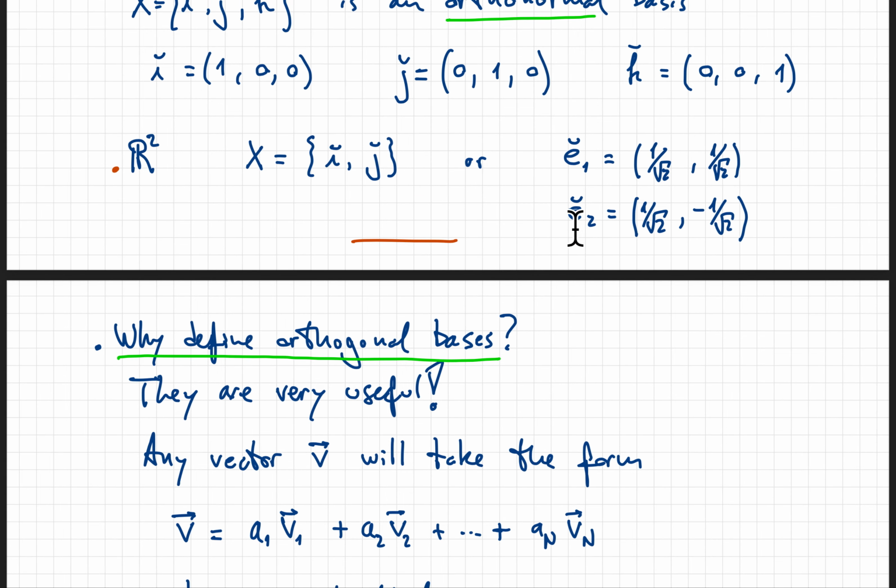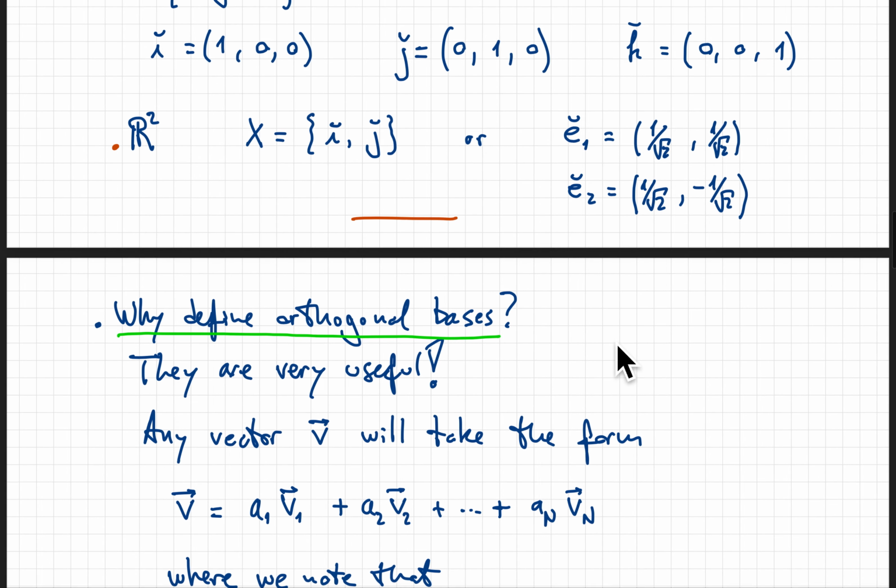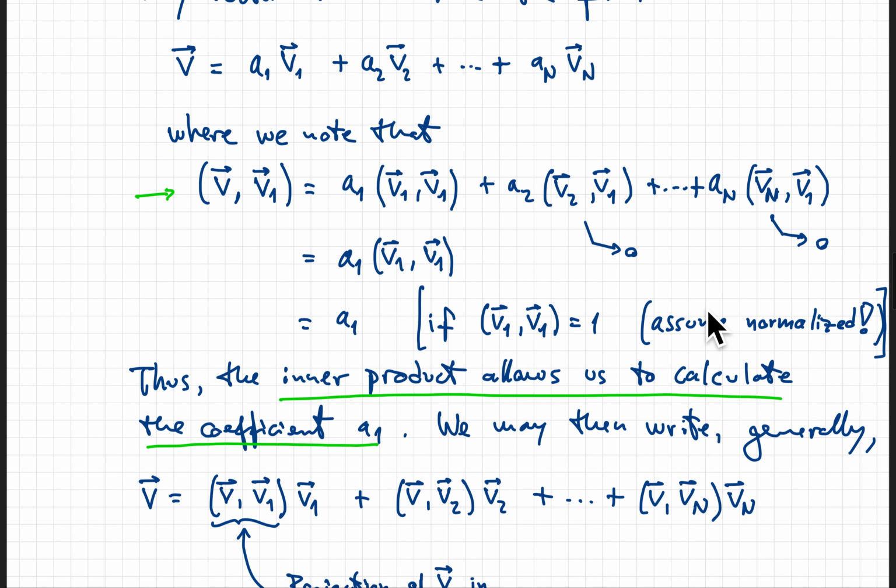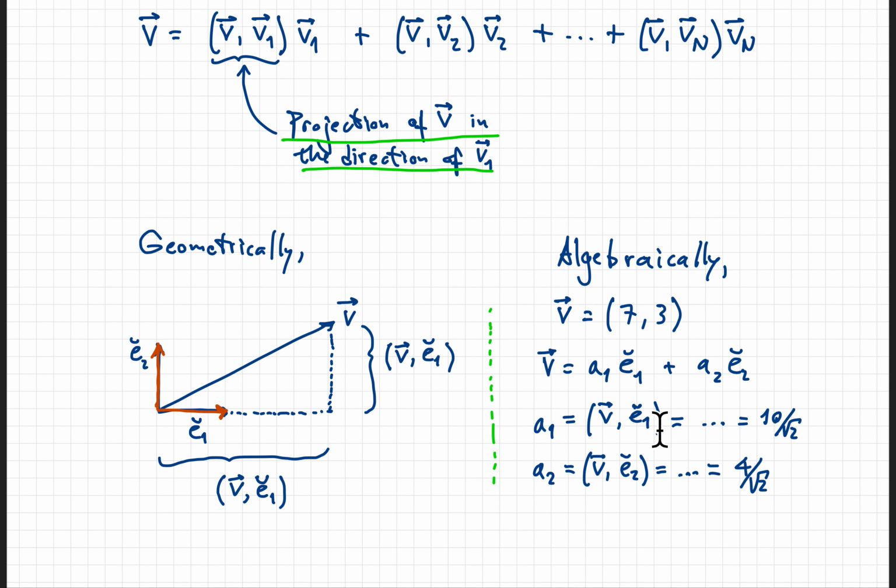Suppose this is the basis in our two-dimensional problem. Then you see that calculating a1, the coefficient that goes in here, amounts to calculating the inner product of v with e1, and if you follow that calculation, it will give you 10 divided by square root of 2. The inner product of v with e2, again, if you follow the calculation, will give you 4 divided by square root of 2. So let's do this first one, v with e1.